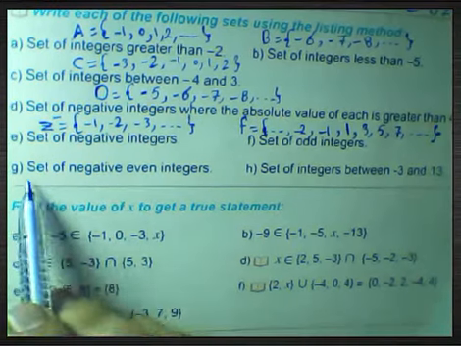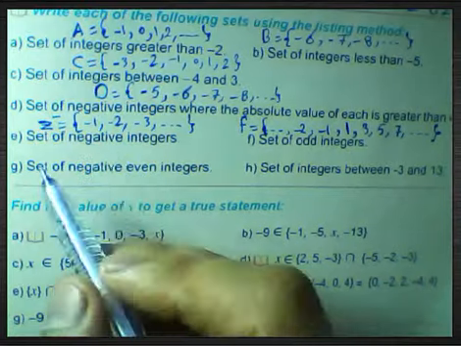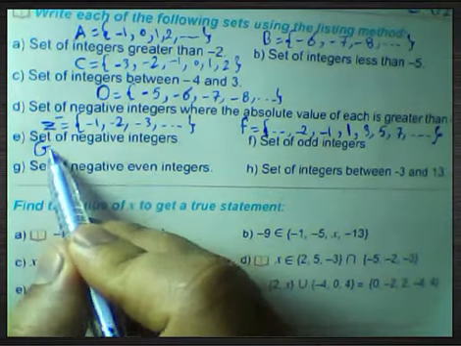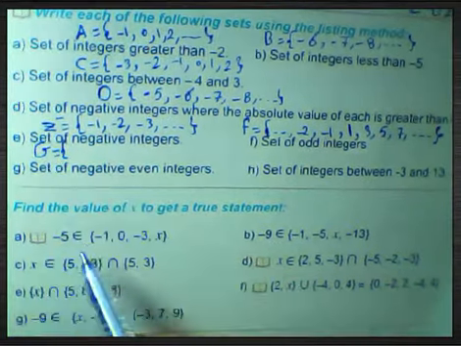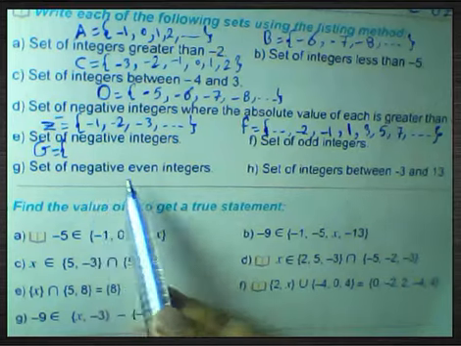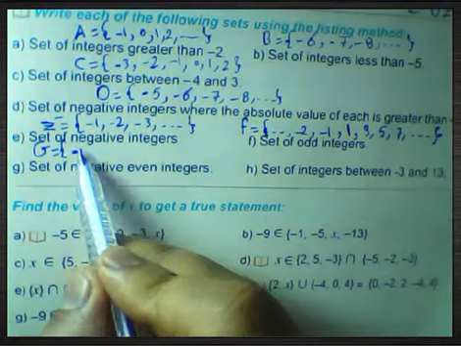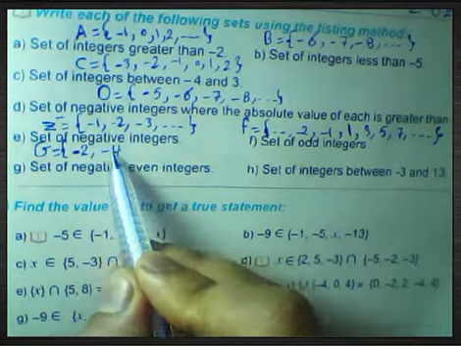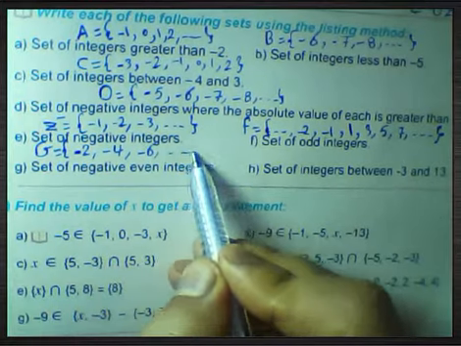Set of negative even integers. You want to find negative even integers. We can write the name of this set J: -2, -4, -6, and so on.